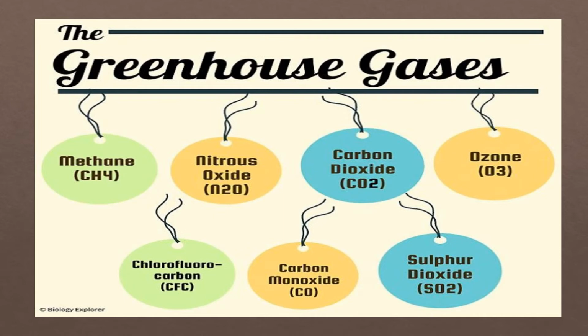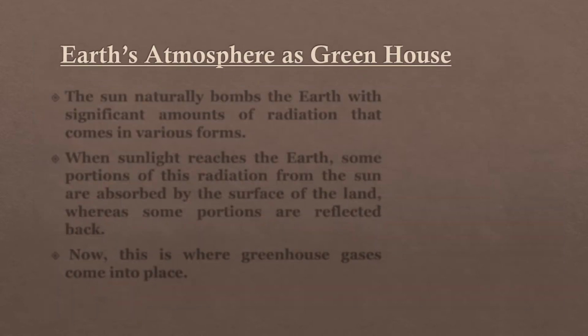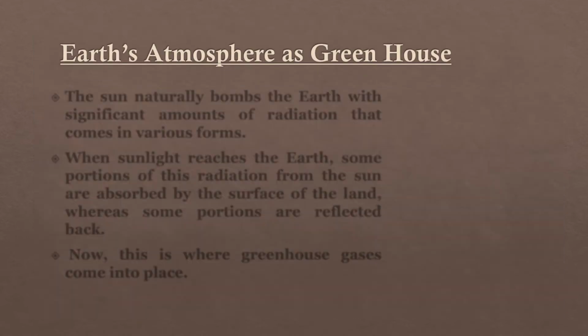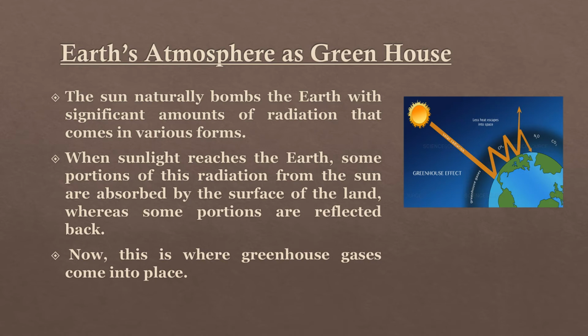Let's move to the next point, and that is Earth's atmosphere as a greenhouse. The sun naturally bombards the Earth with significant amounts of radiation that comes in various forms. When sunlight reaches the Earth, some portions of this radiation from the sun are absorbed by the surface of the land, whereas some portions are reflected back. Now, this is where greenhouse gases come into play.